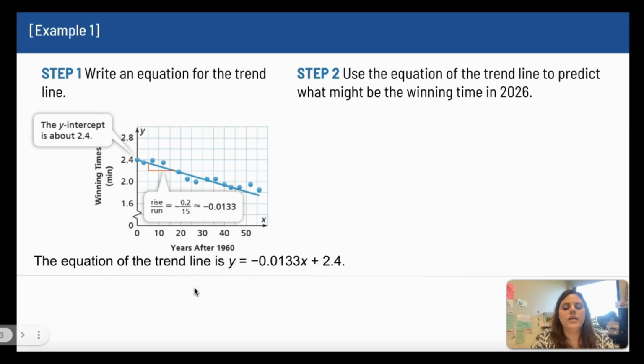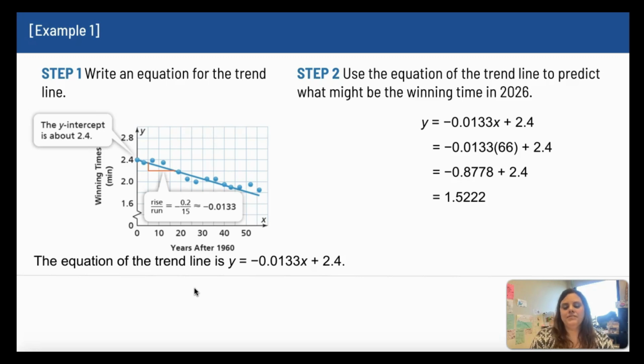We can write our equation in slope-intercept form. So with a slope of negative 0.0133 and a y-intercept of 2.4, the equation of the trend line is y equals negative 0.0133x plus 2.4. Now we can use this equation to predict what the winning time might be in 2026. Keep in mind that the trend line can give us an approximation, and if it ends up being a time different than this, that's okay. It doesn't have to be exactly this.